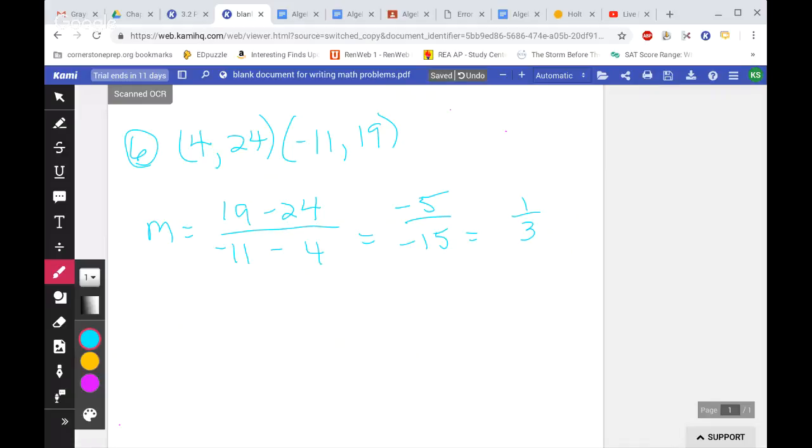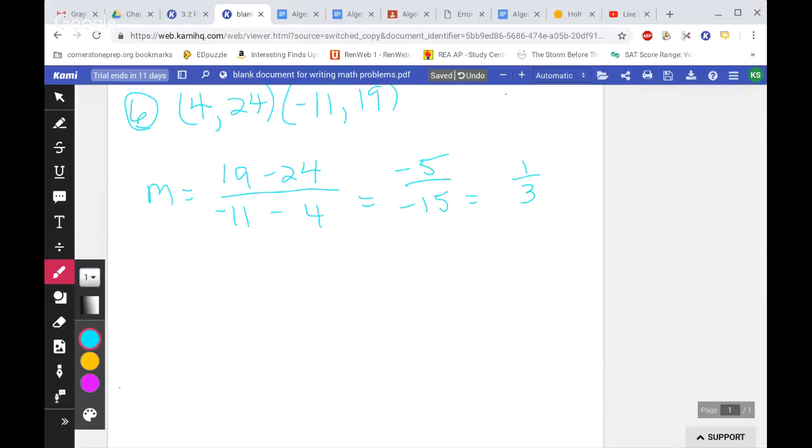So that reduces to a positive 1/3 because a negative divided by a negative is a positive, and 5 goes into -15. That reduces to 1/3. Now we're going to plug in what we know into the slope-intercept form, which is y equals mx plus b.